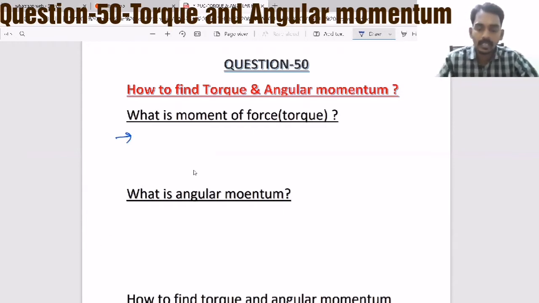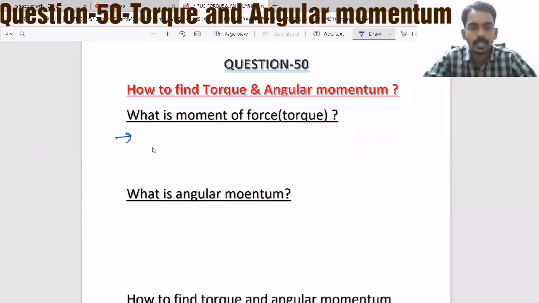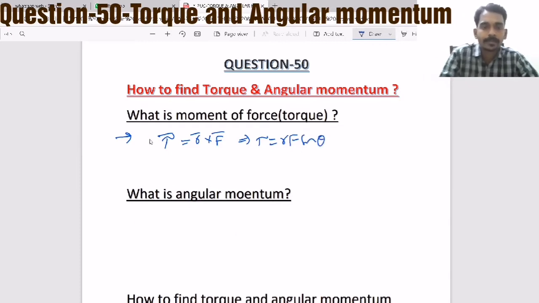Now the very first thing is we need to understand what is moment of force, nothing but torque. In physics, whenever the word moment comes, it is nothing but you are multiplying in terms of distance. In a similar way, the torque is also defined as r bar cross F bar, the magnitude is rF sin theta. So moment of force is defined as torque.